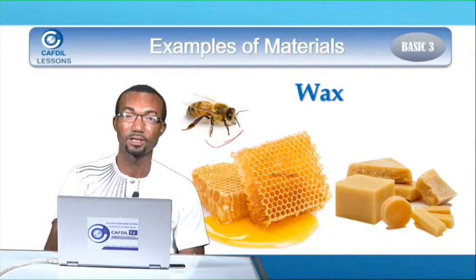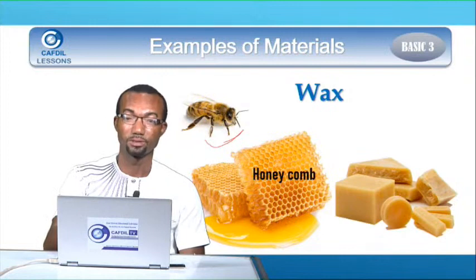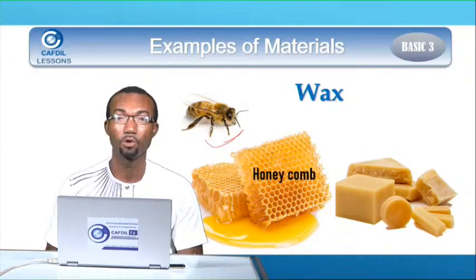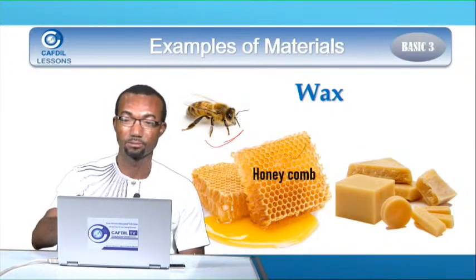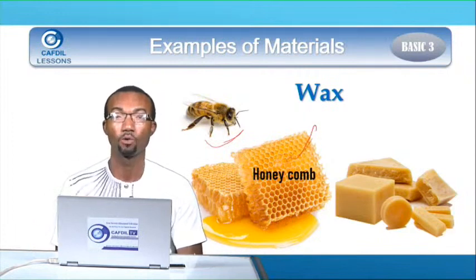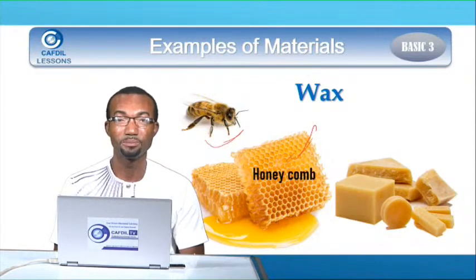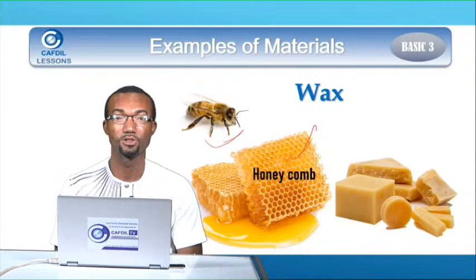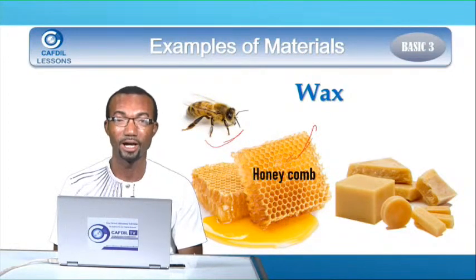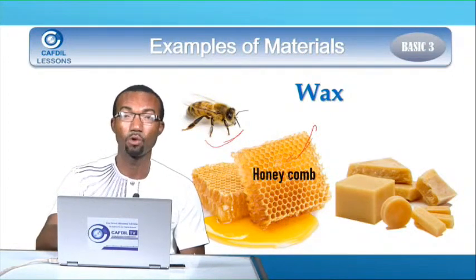What you see here is called the honeycomb. The bees make this honeycomb to store the honey that they produce, and it is also used for keeping their young ones. So after producing the honey, the byproduct of the honey becomes this honeycomb.